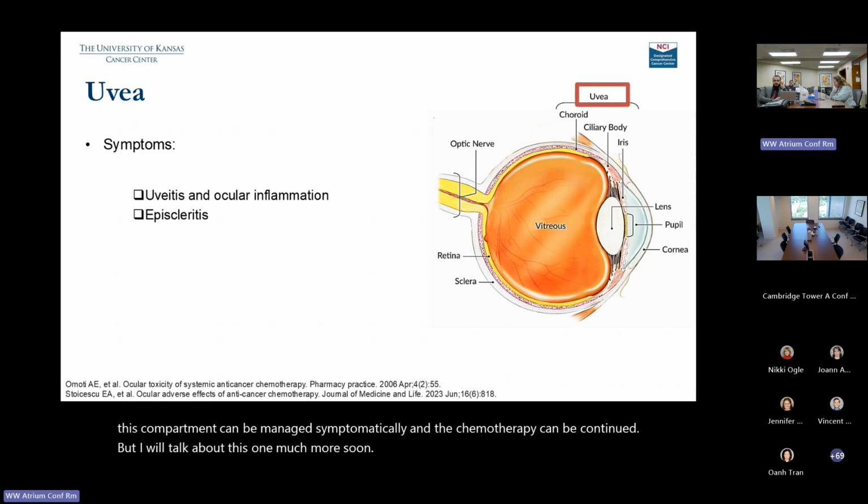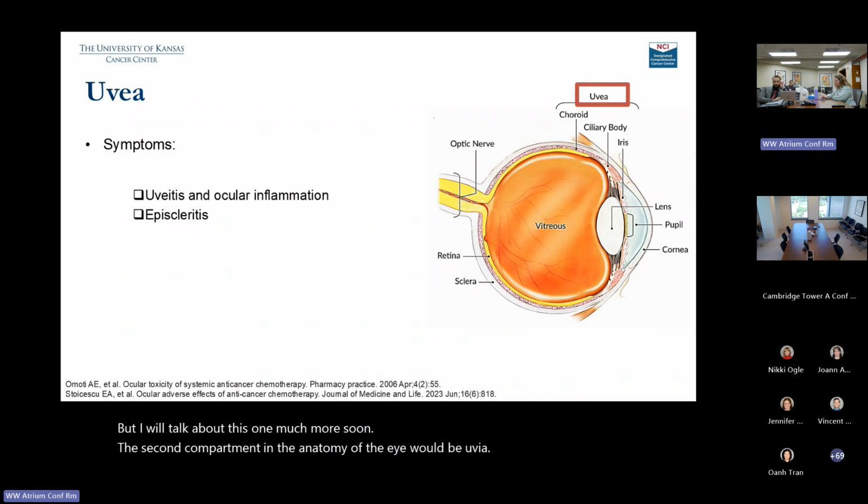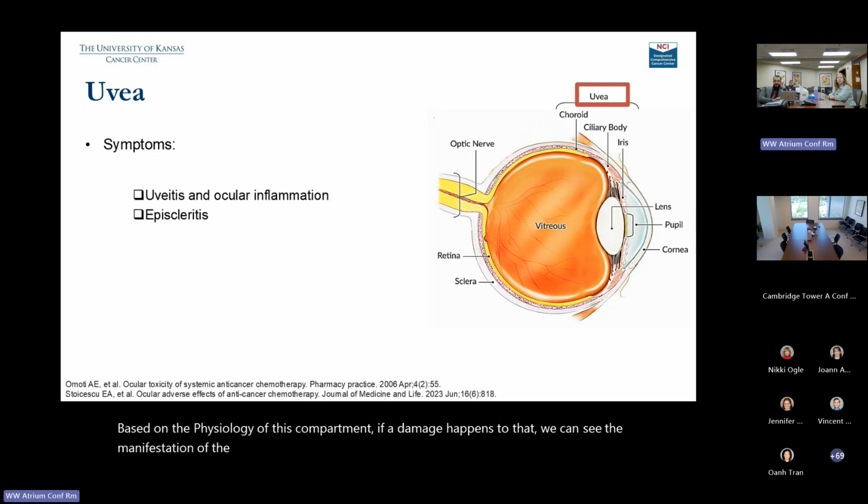The second compartment in the anatomy of the eye is the uvea, which you can see in the picture. Based on the physiology of this compartment, if damage happens to it, we can see the manifestation as variation in intraocular pressure. Specifically, we can see it as uveitis, and there is potential for vision disturbance for sure.